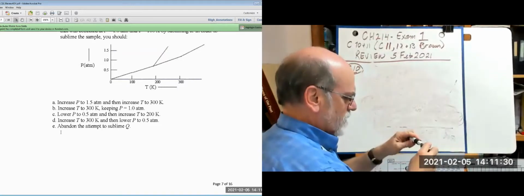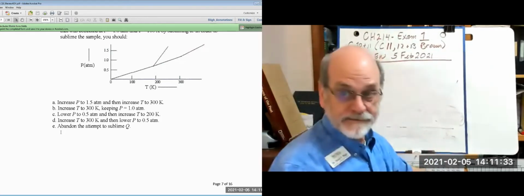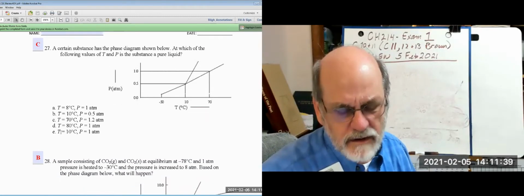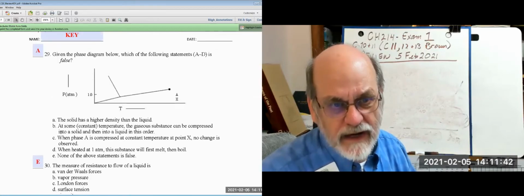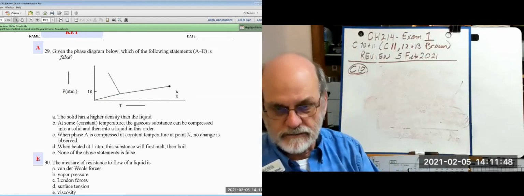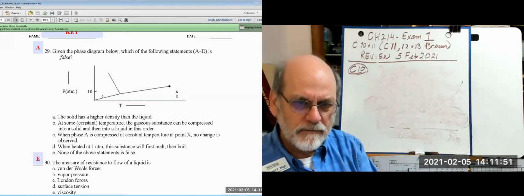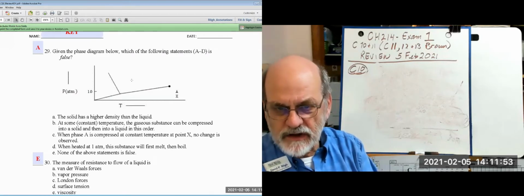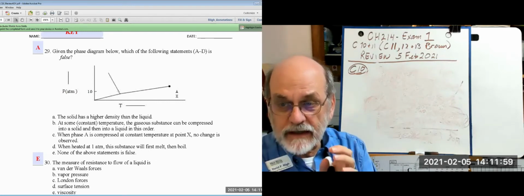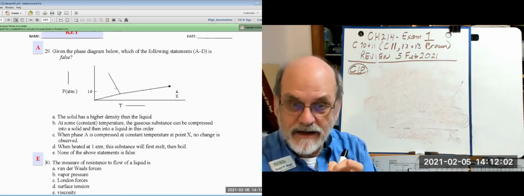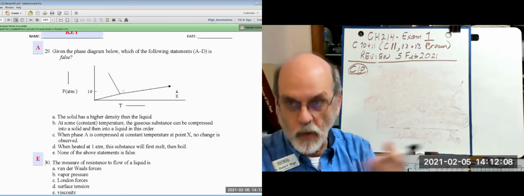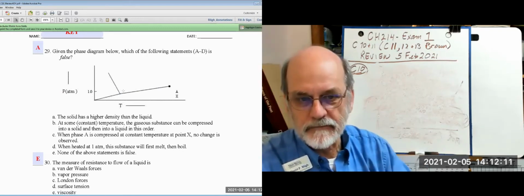I'm going to switch to black. Let's see. There we go. Okay, 29. No, 26, 27, 28, 29. Here we go. Given the phase diagram below, which of the following statements is false? All right. So what do we notice about this one? We notice that solids here, liquids here, gases there, and the melting line between solid and liquid is negative. What does that remind you of? Water, right? Water is definitely that way.